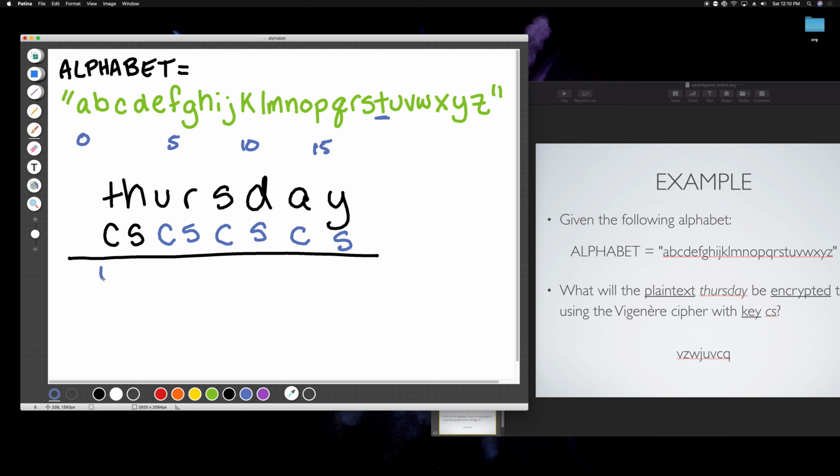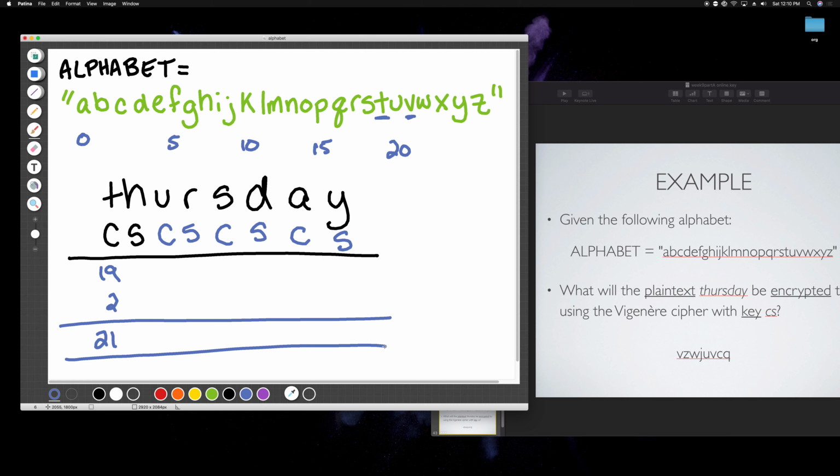And then C is at position 0, 1, 2. So we'll add those. 19 plus 2 gives us 21, which will give us this character V. So the resulting letter in the ciphertext will be V.